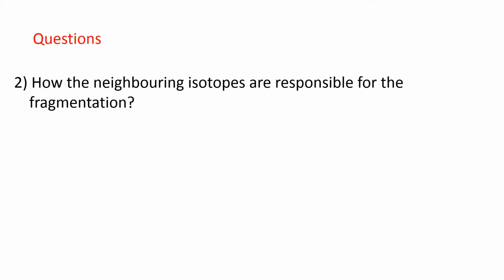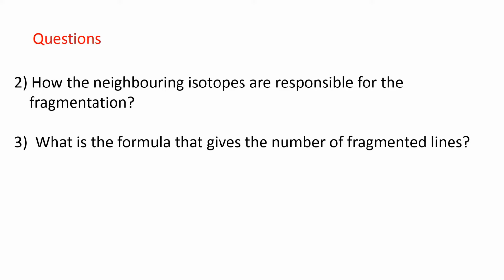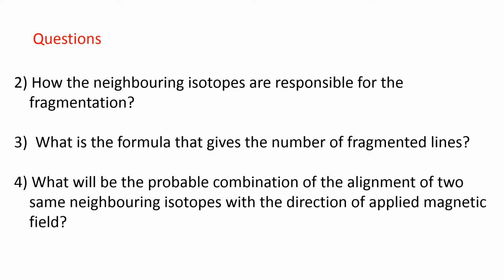Now the other questions associated with this riddle are: second question, how are the neighboring isotopes responsible for the fragmentation? Third question, what is the formula that gives the number of fragmented lines? Fourth question, what will be the probable combination of the alignment of two same neighboring isotopes with the direction of the applied magnetic field? Now, in this video, we'll start with the equivalent and non-equivalent protons. Let's see.